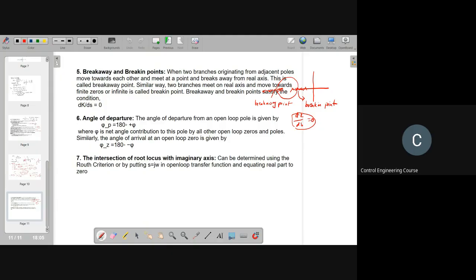Then angle of departure and angle of arrival. Because this is on the real axis, if any point is on the real axis, it is straightforward that it's always going in the positive or negative direction. But suppose there are complex poles. Suppose a pole is like this, here is another pole, so the poles always reach either zero or infinity, right? Suppose there is a zero here, in which direction is it going? It can go in this direction, or this direction, or this direction, any direction it can go, right?